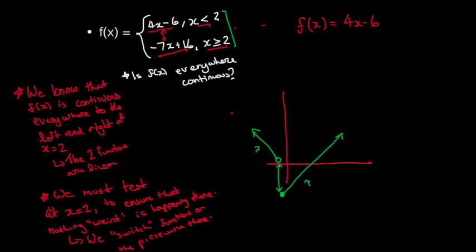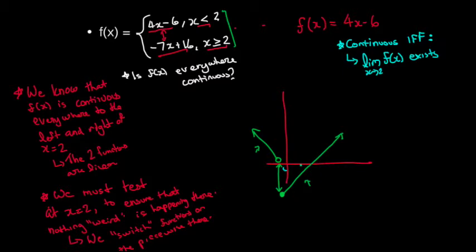x equals 2. Okay, so to do that, we need to go ahead and lay out our postulates for determining function continuity. Okay, let's lay that out. Continuous if and only if the limit as x approaches 2 of f of x exists. That by itself would take care of any situation like this, because in this situation the limit would not exist.